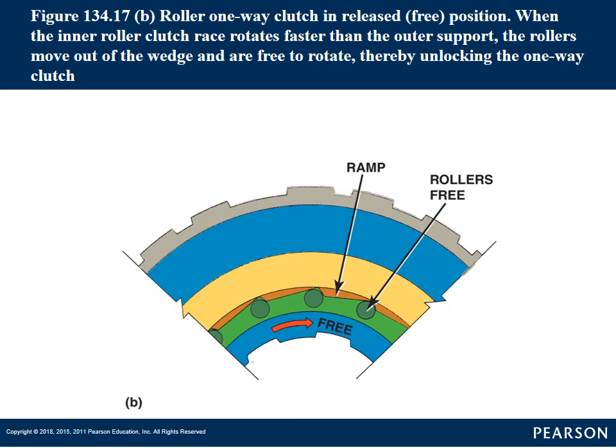Then, when the races turn the opposite direction, it pushes that roller against the spring up into the larger or deeper section of that ramp, and now the two pieces can turn independently of each other, and that's the freewheel position of a one-way roller clutch.